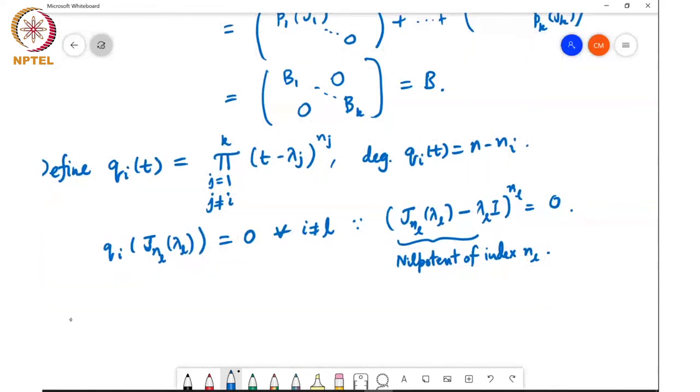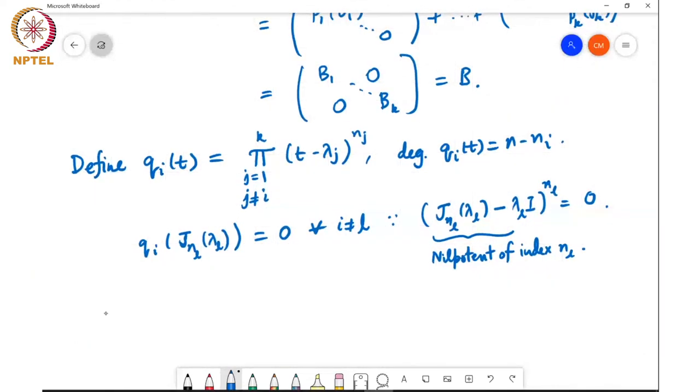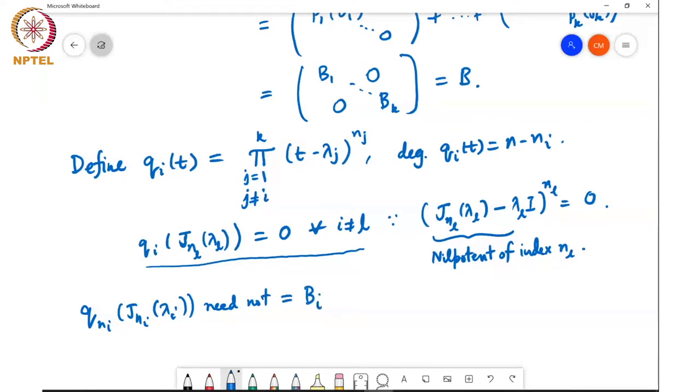Okay, so now this satisfies one part of what I want, q_i(J_{n_l}(lambda_l)) equals 0 for i not equal to l. But I also need that q_i(J_{n_i}(lambda_i)) should be equal to b_i. I need that property also. But q_i(J_{n_i}(lambda_i)) need not equal b_i.